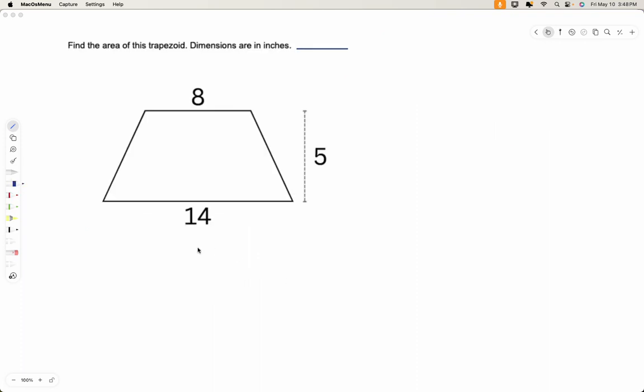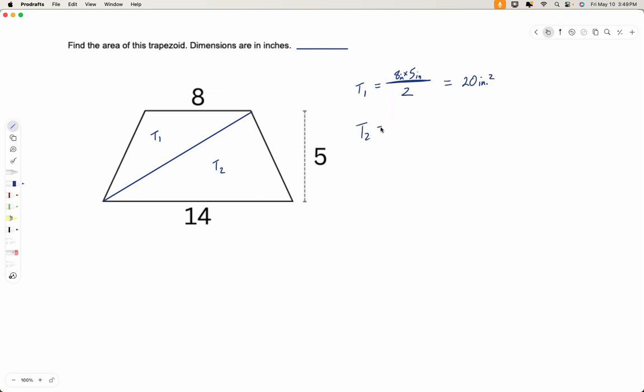Next problem. All right, so we had to find the area of this trapezoid. Dimensions are in inches. So the way we find the area of a trapezoid is to turn it into two triangles. So we draw a line from this corner all the way to that corner, okay? So it gives us triangle 1 and triangle 2. So we find the area of triangle 1, and it's got a base of 8 and a height of 5. So 8 times 5, and those are both inches, divided by 2. 8 times 5 is 40, divided by 2 is 20. So 20 inches squared for the first triangle.